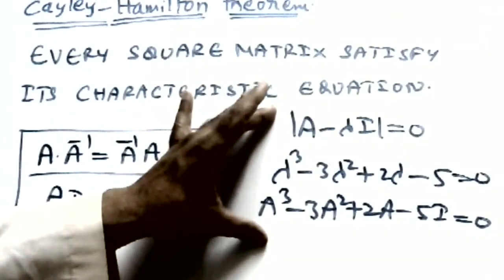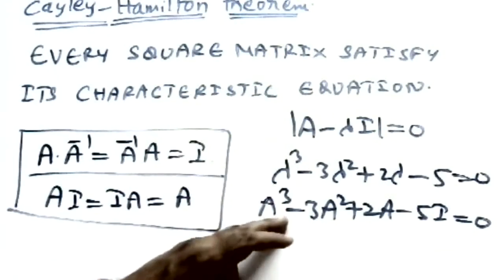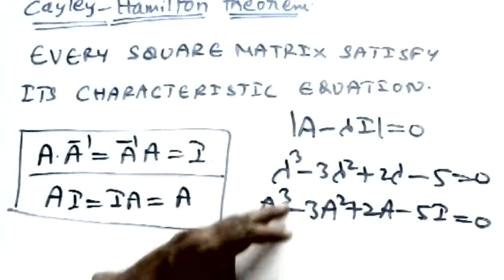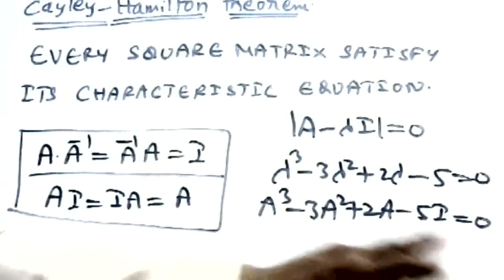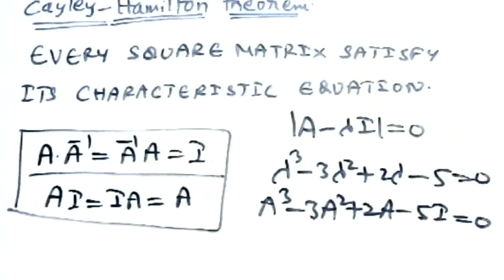So let me do one question on this Cayley-Hamilton theorem. Every square matrix satisfies its characteristic equation. That means if we put A in place of lambda, we must get 0. This is the Cayley-Hamilton theorem.